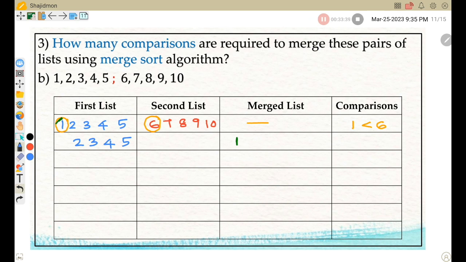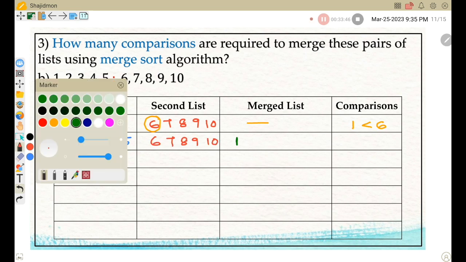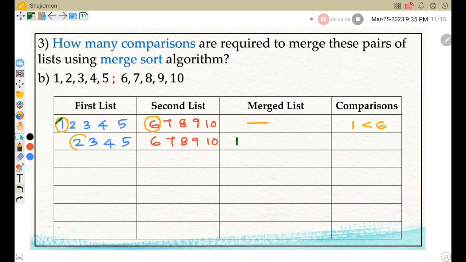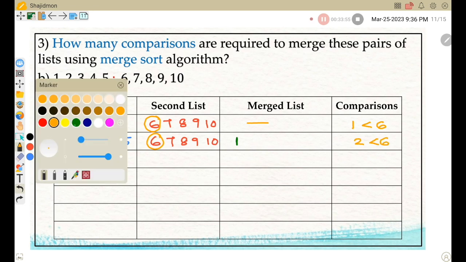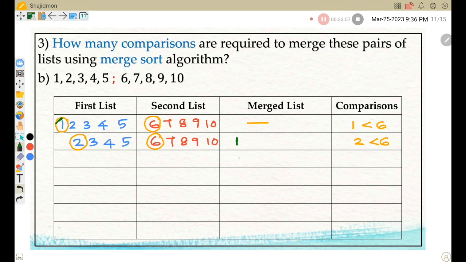Correct? Now what are the numbers remaining? You can write 6, 7, 8, 9 and 10. Now again we take the comparison. Here the first element 2, here the first element 6. So what will be the comparison? 2 less than 6. So which element is selected to the sorted list, merged list? 1 and 2 are selected, the smaller numbers, correct? So what will be the balance? We can write here 3, 4 and 5. Second list same, 6, 7, 8, 9 and 10. All the numbers are remaining.